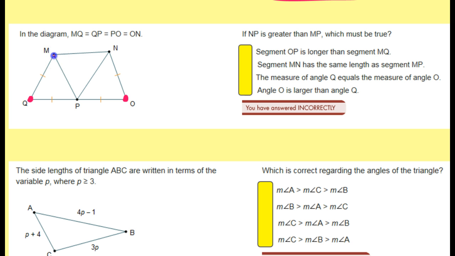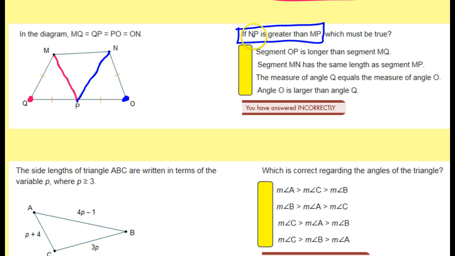So now we're talking about the opposite sides. All right, so you know what? I should color coordinate this. All right, so this angle Q, hinge, is paired up with MP, and this hinge O is paired up with the opposite side PN. Okay, so let's see what they tell us. In the diagram, yeah, we know that these are all equal. Great.